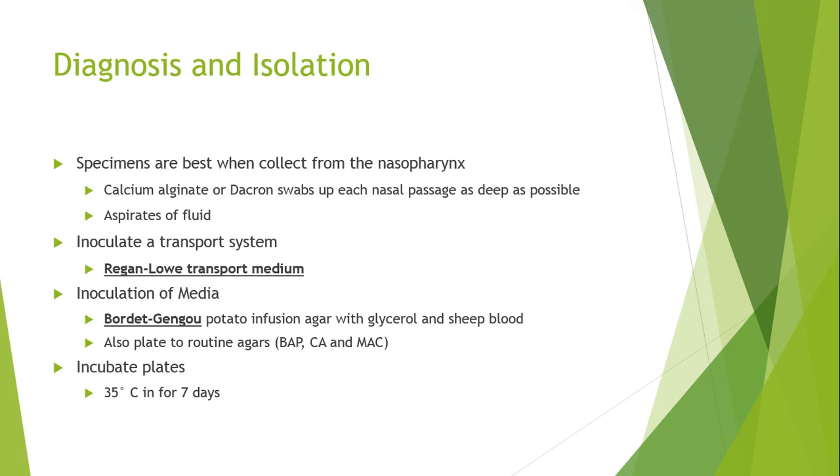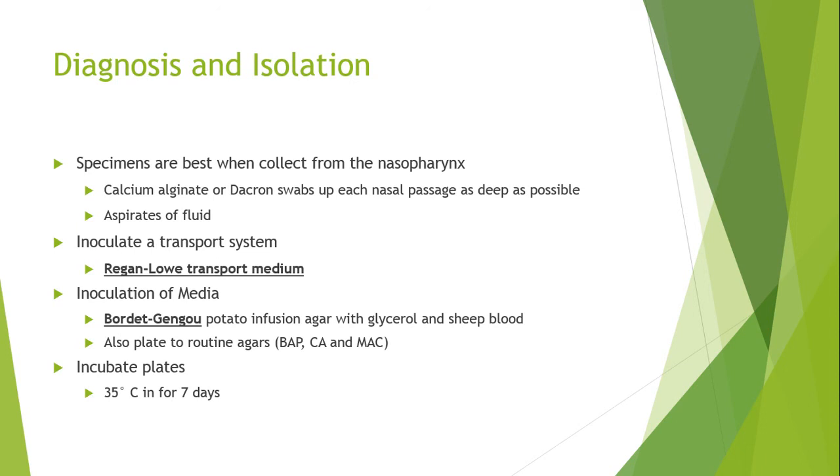You want to inoculate a transport medium. Regan-Lowe transport medium is specifically used for Bordetella pertussis. So this is on your media sheet. You want to link this transport media to pertussis. And then you have to inoculate Bordet-Gengou. I love saying that. It's a potato agar with glycerol and sheep blood. And this is what we use to grow the Bordetella pertussis. So link this media with pertussis.